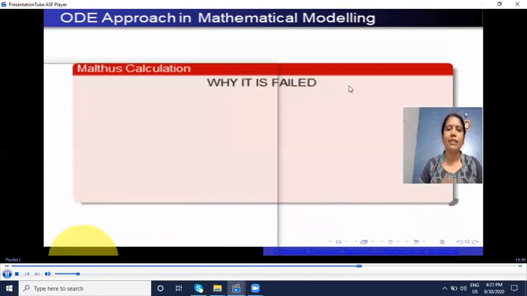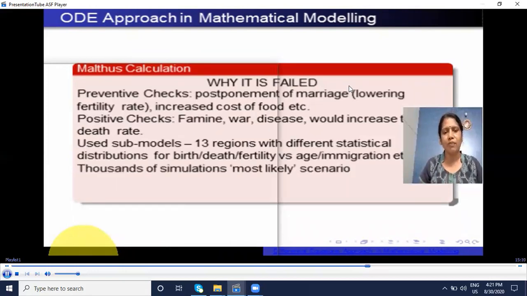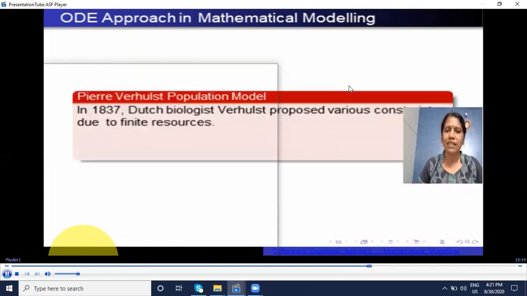Okay, but this Malthus calculation failed because it did not have the preventive checks like fertility rate, postponement of marriage, cost of food, all these things. But even though it had the positive checks like famine, disease, war, and all these, it had more sub-models, and that's why this model has failed.